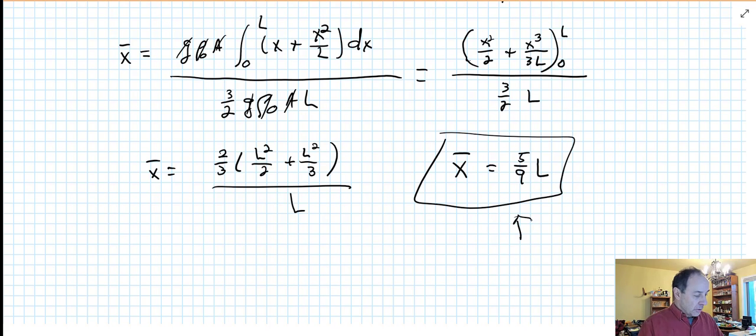So that's an example of how you can treat a problem where the material does not have constant density. That's it for now. The next one is going to be dealing with multiple load conditions, and that'll be our last video in this series.